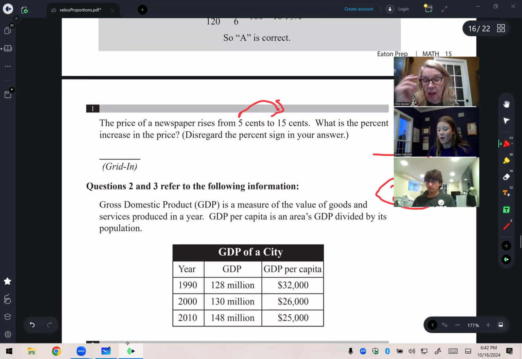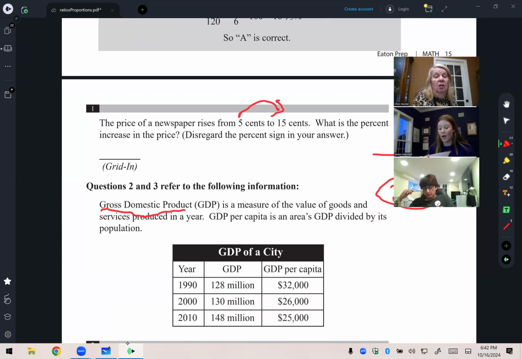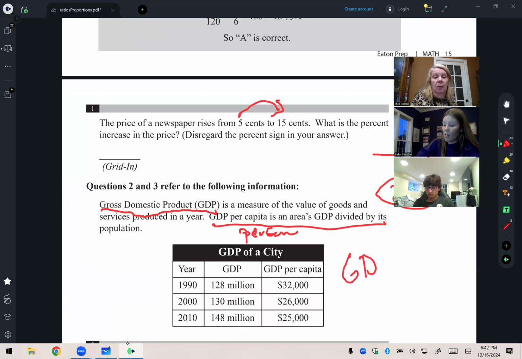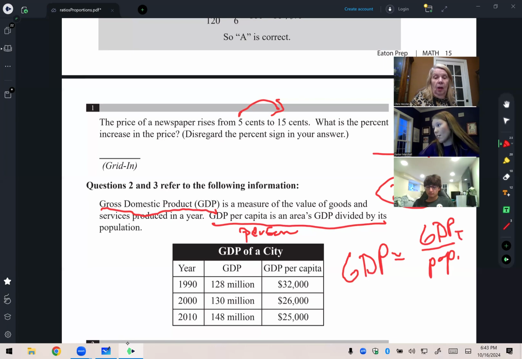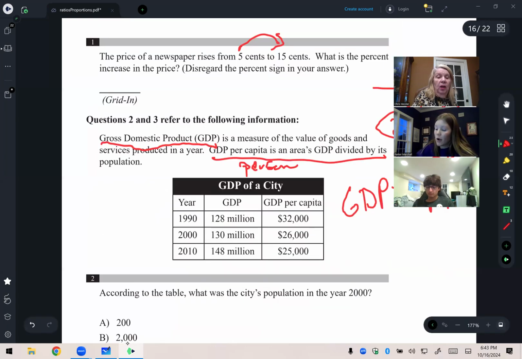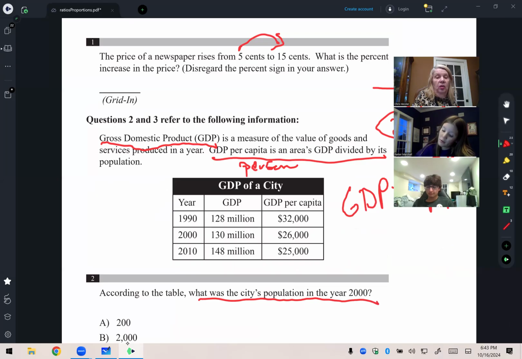So like I said, we should be done by 7 with the math, hopefully. So gross domestic product, that's all the money the country makes. And they tell us per person, that's what this per capita is. So we know what we do. GDP per capita is all the GDP of the total country divided by the population. I want to do it this way because it's percent. Okay, that's our formula. So we want to get the city's population in the year 2000.